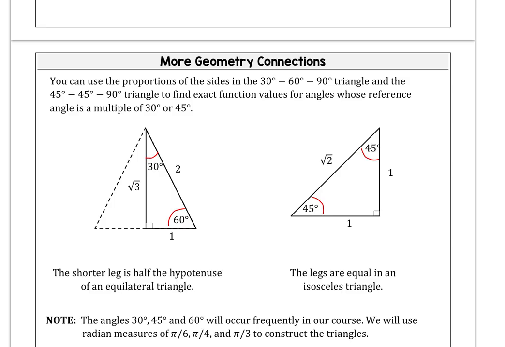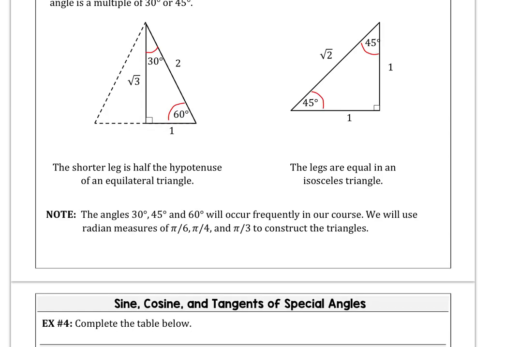Now, I had said earlier in our course we won't be using degree measure, we'll be using radian measure throughout the course. But if you're familiar with the 30, 60, 90 degree triangle and the 45, 45, 90 degree triangle, we want to use that as a learning tool as we look at these two famous triangles. You might recall from geometry that the shorter leg on the 30, 60, 90 is half the hypotenuse of an equilateral triangle. So that gives us this side is 1 and this side is 2.